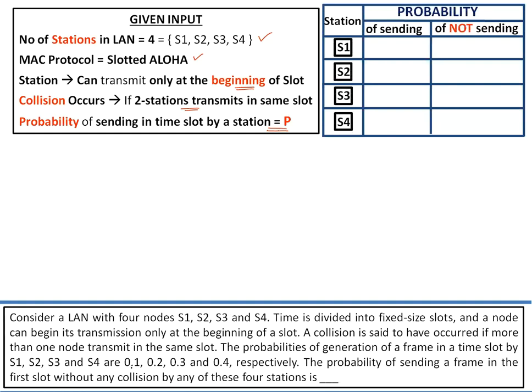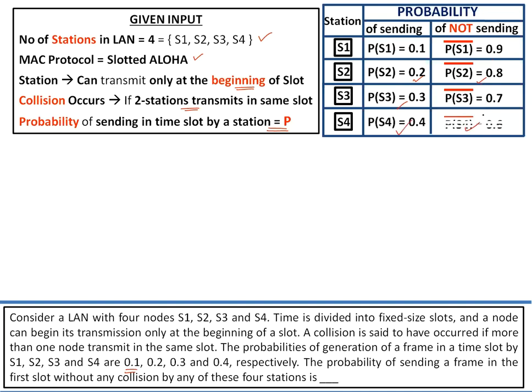What is the probability of sending? For the first station, 0.1, so the probability of not sending is 0.9. For the next, probability of sending 0.2, not sending 0.8. Sending, not sending. Fine, this information they mentioned.